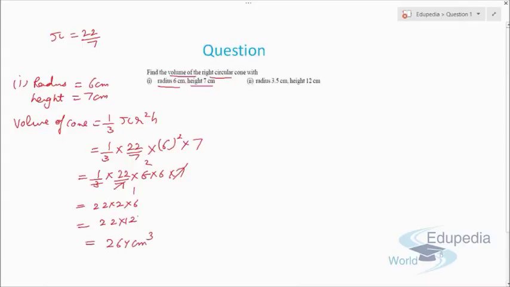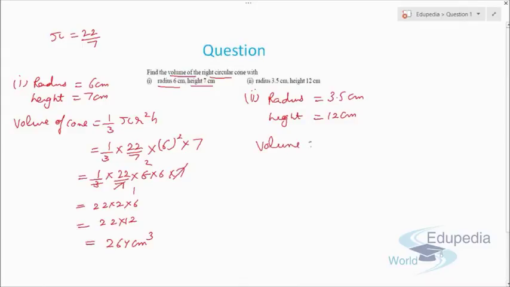So this is how we can use the volume of a cone to find the solution to various types of question. Now let's discuss the second part. So second part says that radius is again 3.5 centimeter and height is 12 centimeter. So we need to find the volume again.